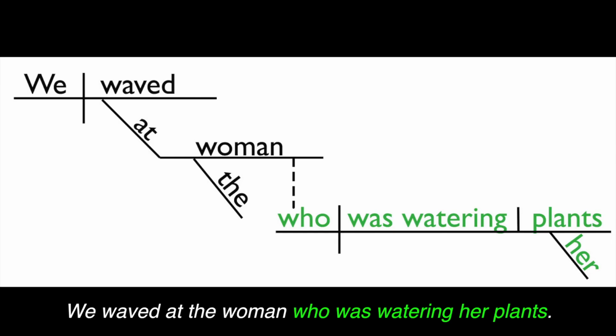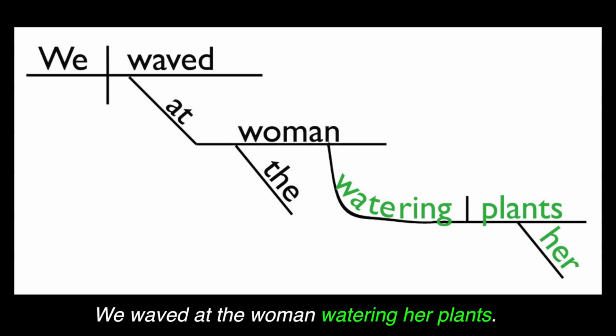Here's the diagram for we waved at the woman who was watering her plants. There's a lot of stuff going on in this diagram, and I know that it looks overwhelming if you have not studied diagramming before, but I just want you to focus on one thing right now, and that is the fact that there's a dotted line between woman and who was watering her plants. Just from looking at the diagram, you can see that who was watering her plants has something to do with the noun woman because they're connected by a dotted line.